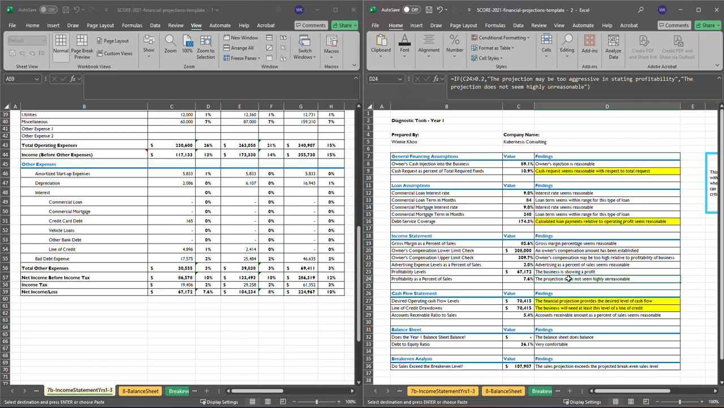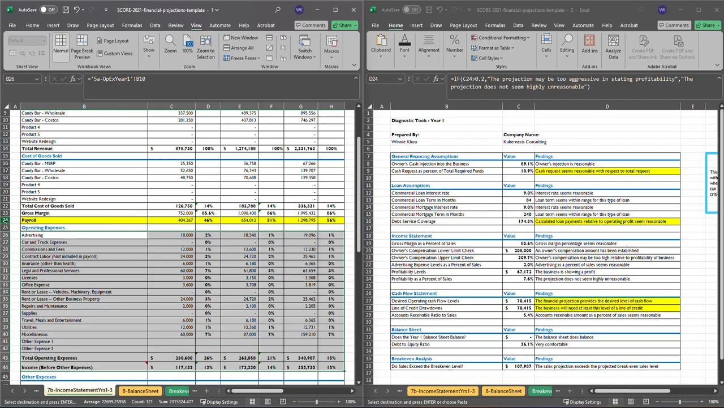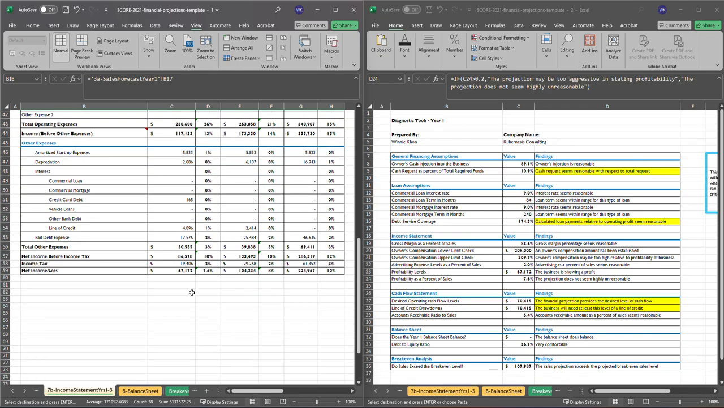And here it's saying if it is greater than 20%. So here in net income, if this is 20% or more, then the projection may be too aggressive in stating profitability. I actually agree. So it might be that you're missing some costs, either within the expense section, the payroll section, or the cost of goods. So you might be missing something if right off the bat you're estimating net income of 20% or more.